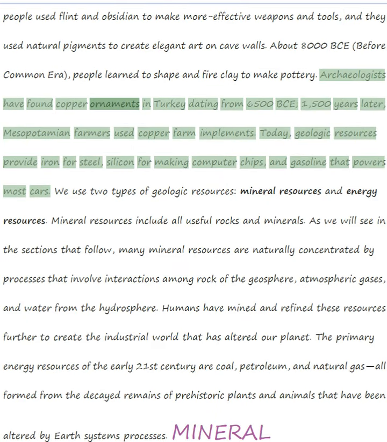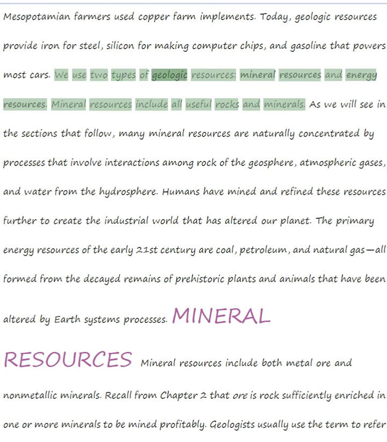Archaeologists have found copper ornaments in Turkey dating from 6500 BCE. 1,500 years later, Mesopotamian farmers used copper farm implements. Today, geologic resources provide iron for steel, silicon for making computer chips, and gasoline that powers most cars. We use two types of geologic resources: mineral resources and energy resources.